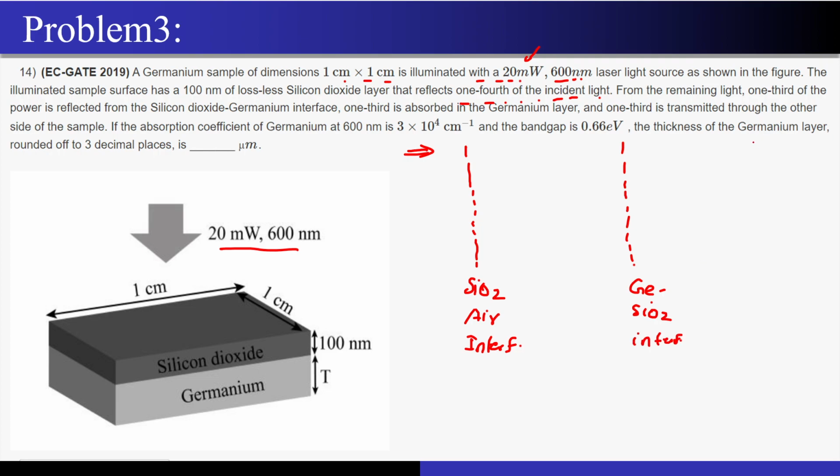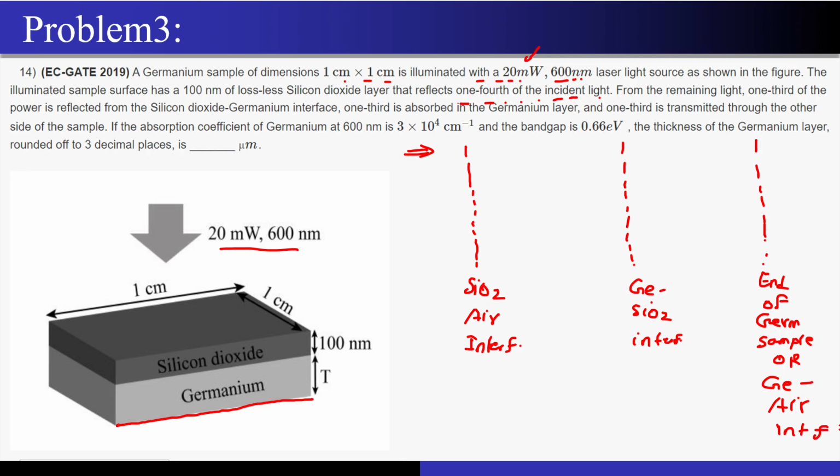Correct? And I will just draw one more line. What is this? This is the end of the germanium sample. What do I mean by that? This is nothing but this boundary. Or I can also write this as the germanium to air interface, because this is air on the outside. I can write it as the germanium to air interface.